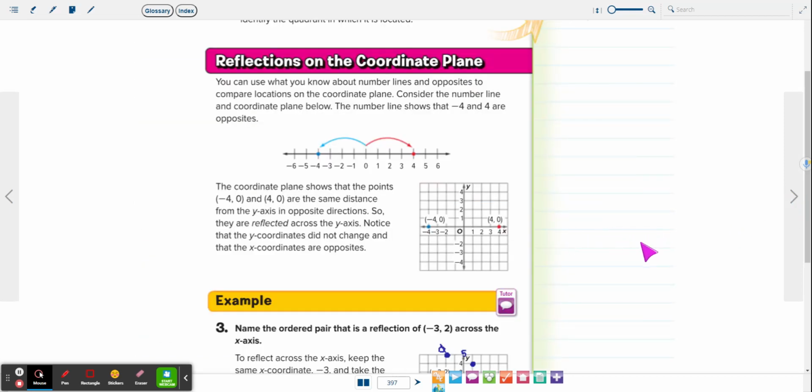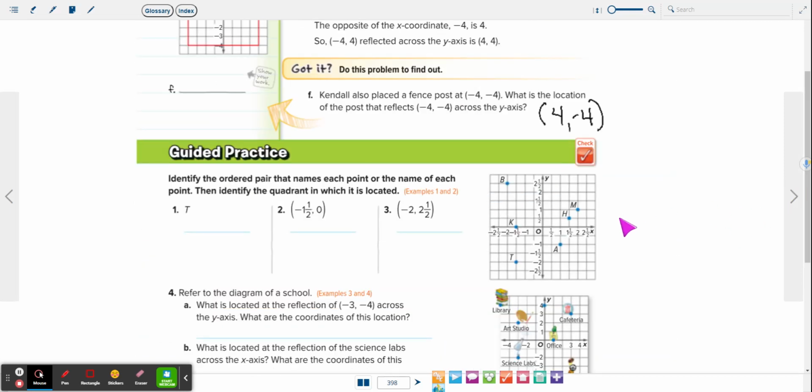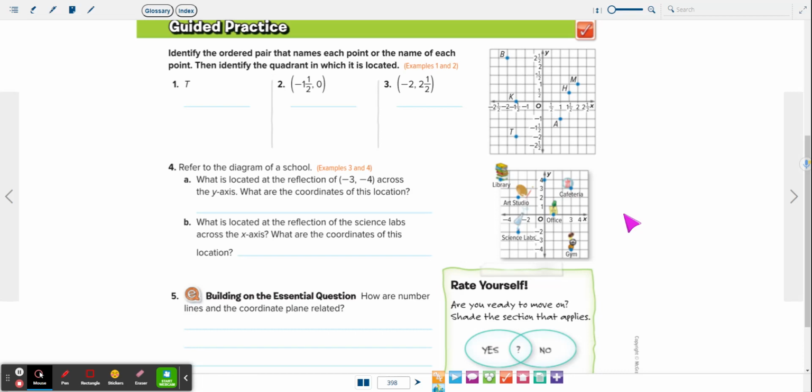So today, just real quickly, I'm going to go through the guided practice with you just to review a little bit more, and then your homework will be page 401, the extra practice. So I'm going to go through these with you.